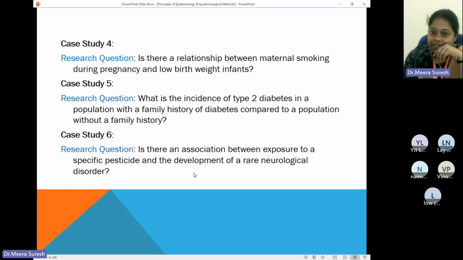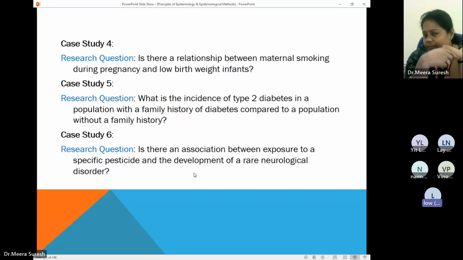Yes, but this question can also be done by the cohort method. You can take a group of mothers who are smoking, then follow them, because this cohort doesn't need years of study. Maximum is 9 months or even less. So you take a cohort of mothers who are smokers and then observe how many of them develop low birth weight babies. So both studies are possible over here.